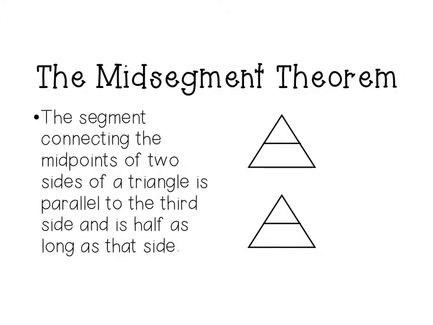So the midsegment theorem tells us that the segment connecting midpoints of two sides of a triangle is parallel to the third side and is half as long as that side. So what that's saying is that the midsegment, this line, is parallel to the third side of the triangle. Now remember, this is congruent to this, and this is congruent to this.